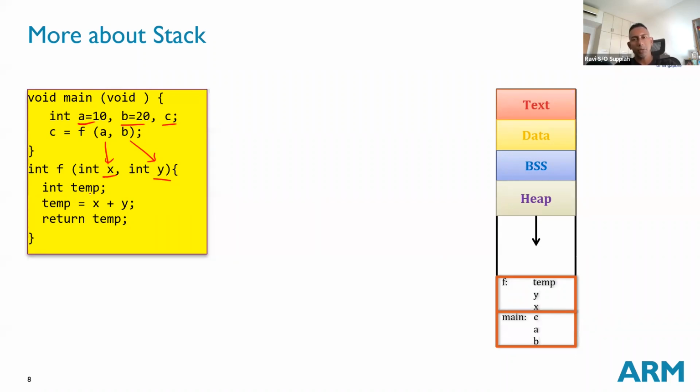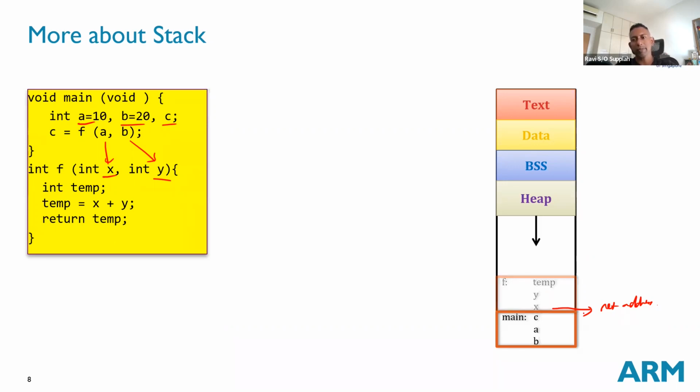Then temp is another local variable within the f function, so temp is also on the stack. Of course, what is not shown here is the return address. I also need to store the return address over here, which means where do I go back to after I finish the f function? This is an example of how the stack grows as you call functions and return.